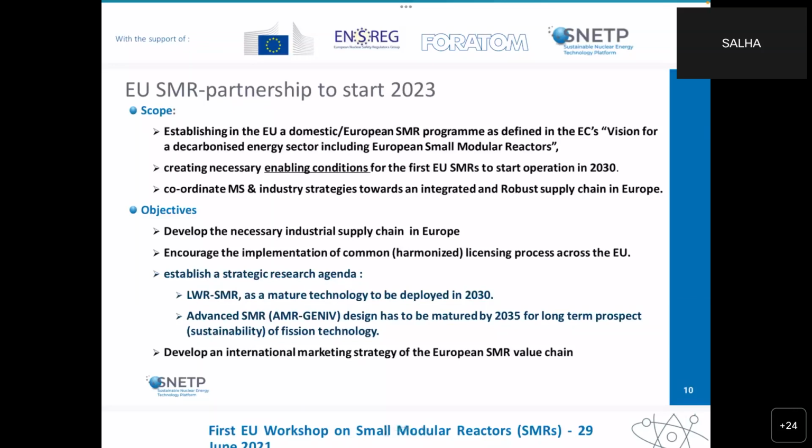We need also, of course, a strategic research agenda, both on light water reactor SMRs, but also on AMR Generation 4, in order for them to be ready. And last but not least, we need also to understand what is really the international marketing strategy of the EU SMR value chain.